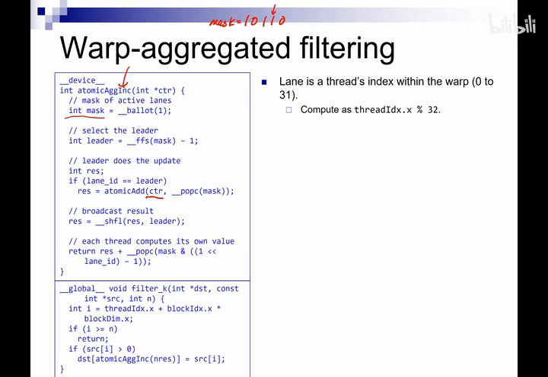The way to know how many positive values there are is just to count how many 1s there are in this mask. And that's what this operation does. This is called population count. If you give population count a 32-bit value, it's just going to count how many 1s there are in that 32-bit value. In this example, it would produce 3. And so when you do the atomic add, you're going to increase the counter by 3.